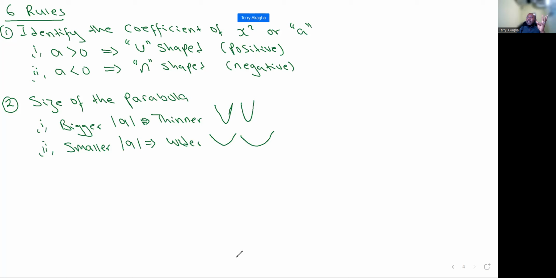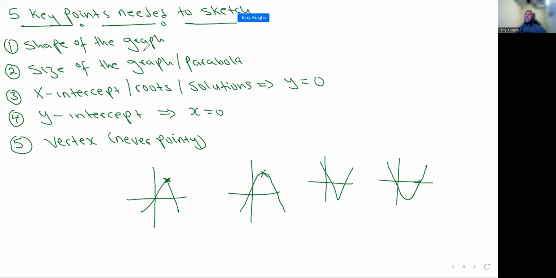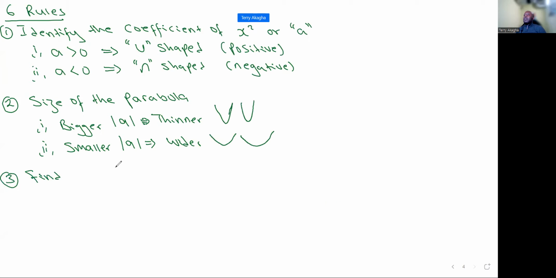All right? So you have to keep in mind, the first thing, we find the coefficient of x squared. Then the next part is that we then have to find the size of the parabola. All right. So the third one now is that we're going to what? We're going to find the x-intercept. So remember we said the first thing is the shape. The second is the size. And the third is going to be the x-intercept. So now we're going to find the x-intercept, or the roots.